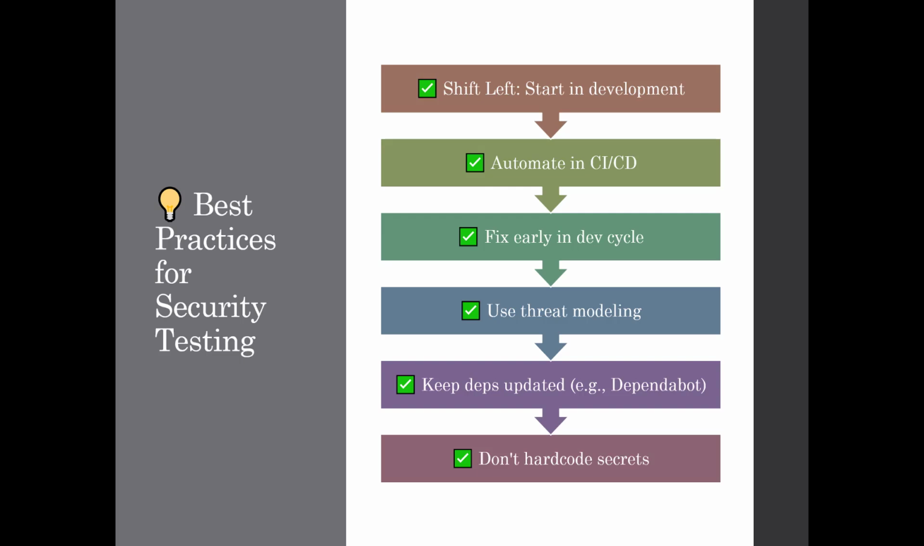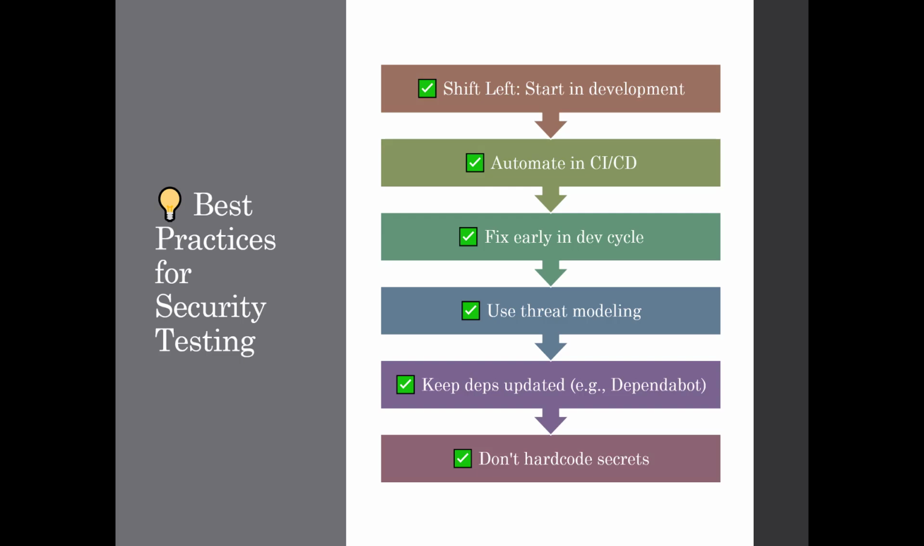Automation. I talk about automation a lot because we want to integrate our security tools and our checks into our CI/CD pipeline, just like your unit tests, and then they're not optional. Everyone has to run them. Fix early in the dev cycle. It's a lot cheaper to patch a development bug than clean up a production breach. And those are orders of magnitude of differences when it comes to cost.